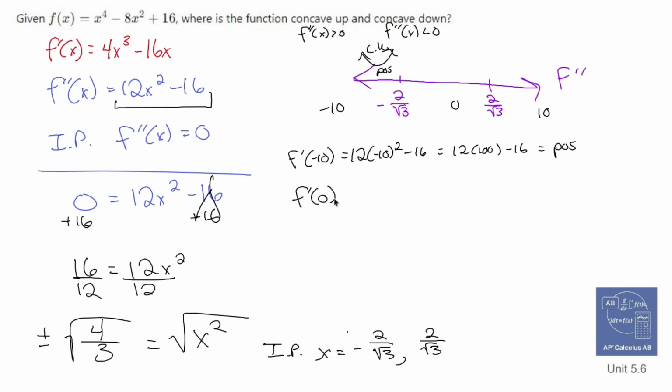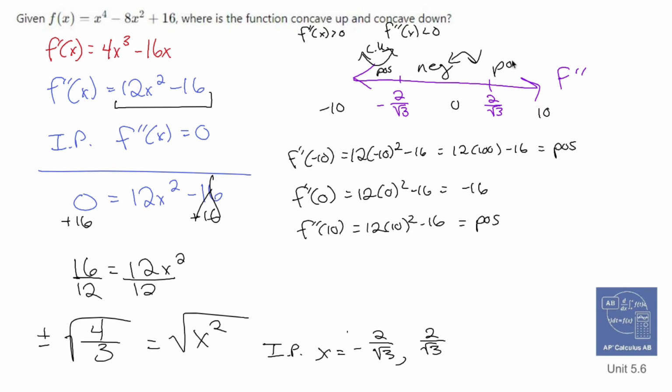Let's plug in 0. F double prime of 0 is going to be 12 times 0 squared minus 16, which is going to be negative 16. You're negative, which means you're going to be concave down. If I plug in positive 10, f double prime of 10 is going to be 12 times positive 10 squared minus 16, which is going to give us the same exact thing as up here. So you're also going to be positive. So you're positive, concave up.